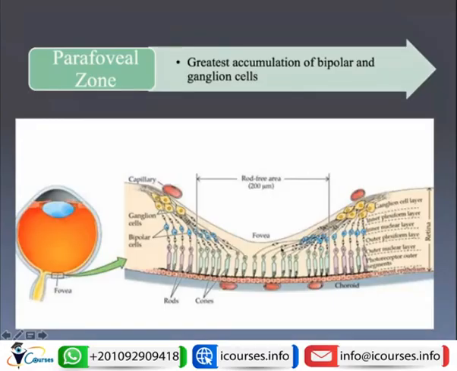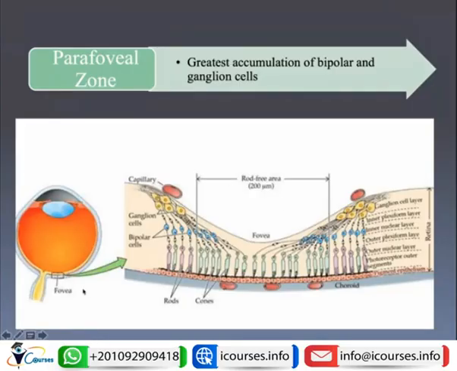Since the cells of the bipolar and ganglion cell layers are pushed to the side in the fovea, they will accumulate in the parafoveal region. So the parafoveal region will show the highest density of bipolar cells and ganglion cells. So bipolar and ganglion cells become more increased at the parafoveal region.